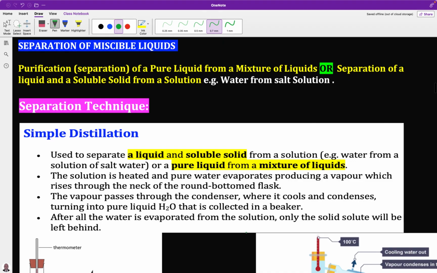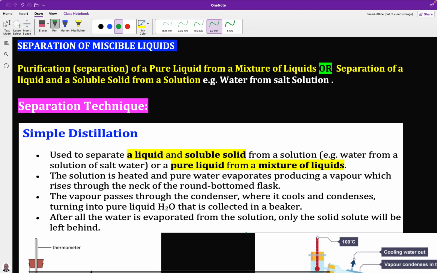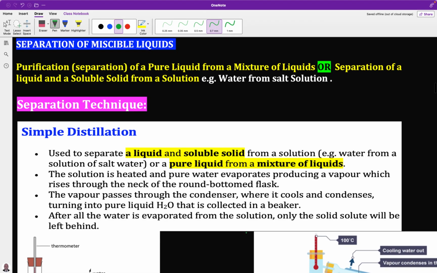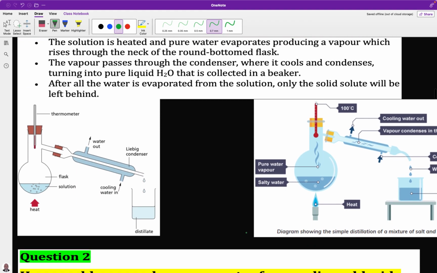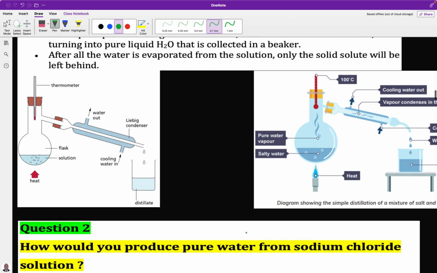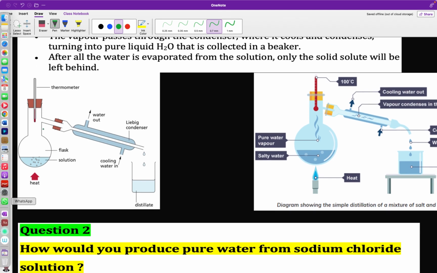The vapor passes through the condenser where it cools and condenses, turning into pure water that is collected in a beaker. After all the water is evaporated from the solution, only the solid solute will be left behind. This is a good example here. This is the apparatus used for simple distillation.